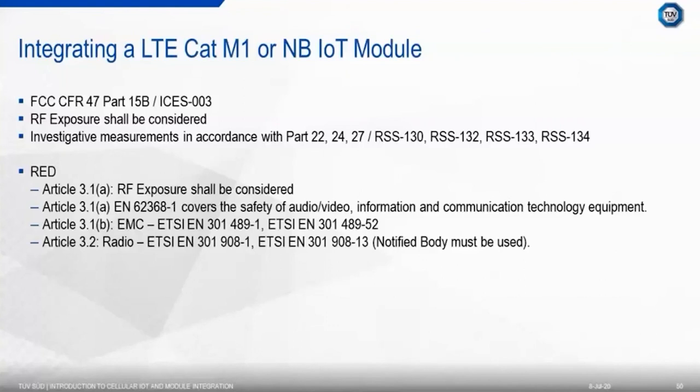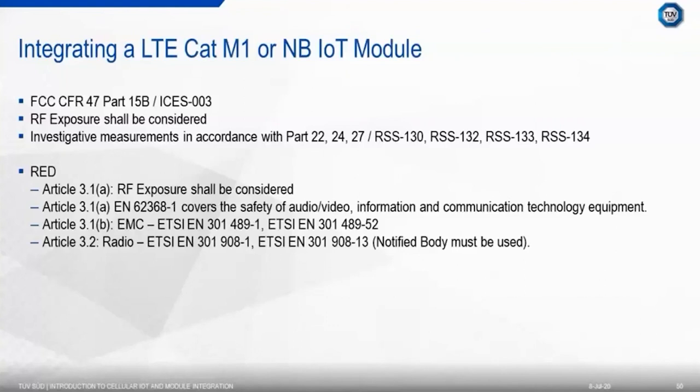ETSI EN 301 489-1 and -52 are specified there for EMC compliance. Now, -1 is the common technical requirements, and -52 is the specific conditions for the cellular communication and user equipment. It would actually be -50 if the final product was a cellular base station.